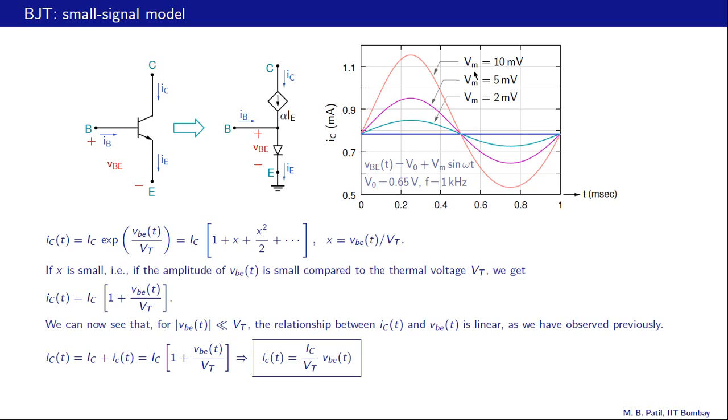Now let us take this case where the amplitude of the base to emitter voltage is larger, 10 millivolts. The maximum value of X now is 10 millivolts by 25 millivolts, that is 0.4, and that is not small anymore with respect to 1. So what that means is we cannot ignore these higher order terms with respect to X, and that shows up as distortion over here.